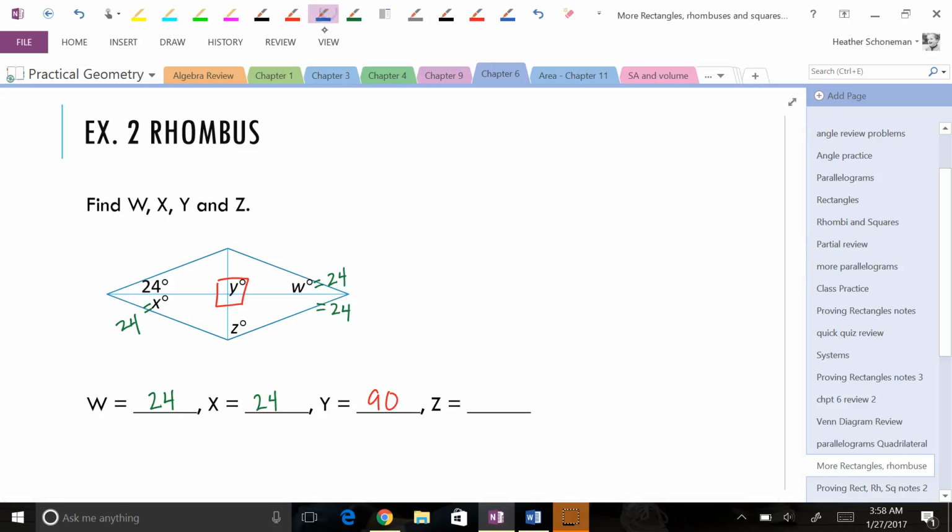Okay, so we're just left with Z. Well, Z and this angle and the 24 make a right triangle. So it can be 180 minus 90 minus 24, and that will give you 66. And we just wanted Z, but keep in mind that all four of these will be 66.